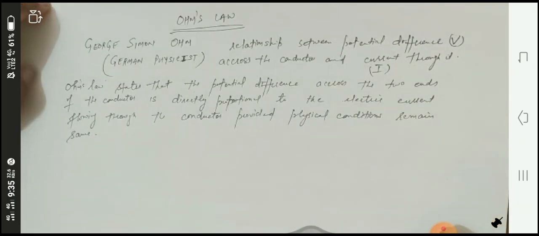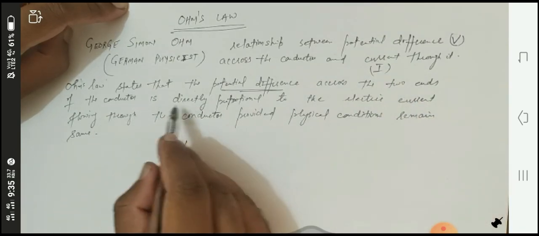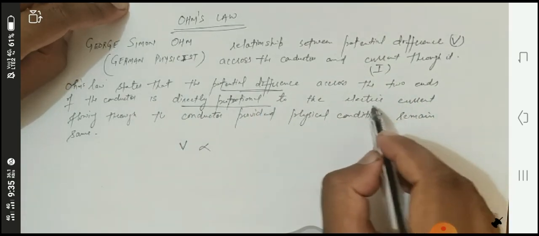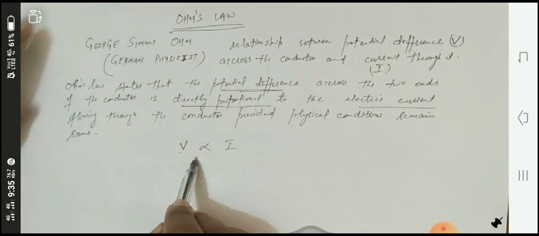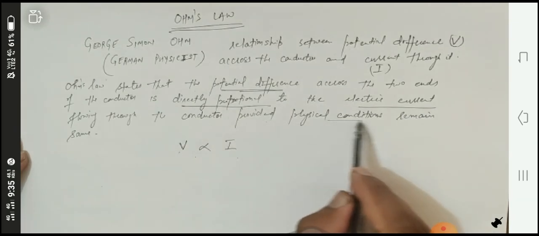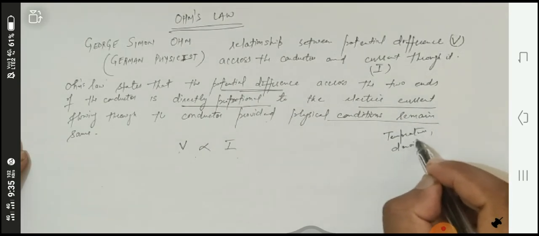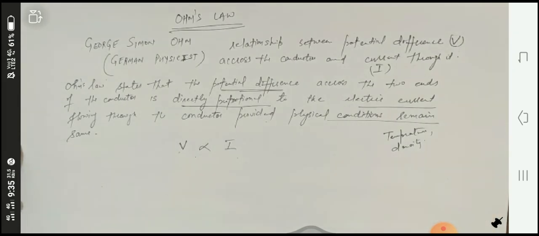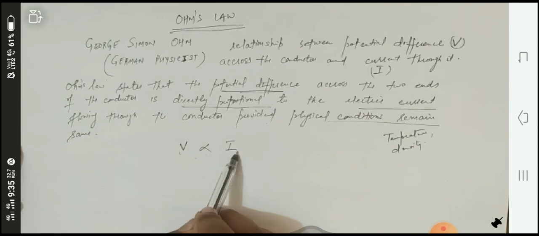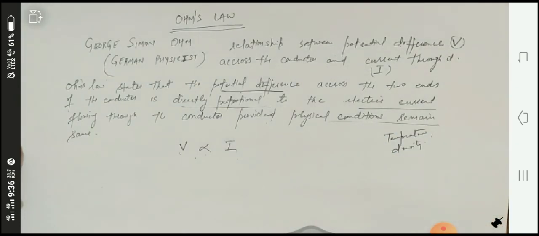According to the law, the potential difference, that is V, across the two ends of the conductor is directly proportional to the electric current, provided physical conditions remain the same. Physical conditions means like temperature, density, like this. Means the conductor's temperature or the density remains same. In that case, the potential difference is directly proportional to the current. Means when you increase the potential difference, the current will increase. If you decrease the potential difference, the current will decrease. So they both are directly proportional, right?